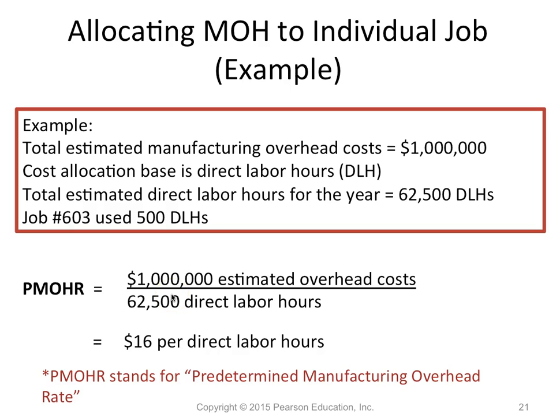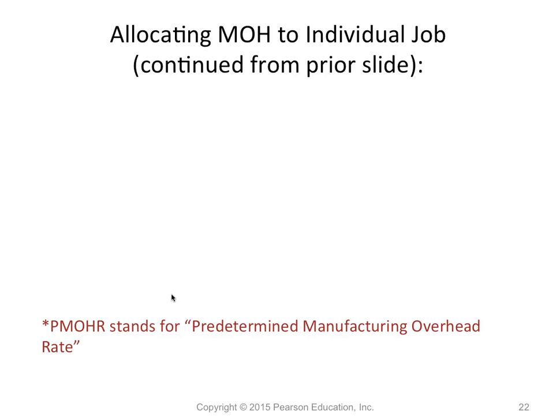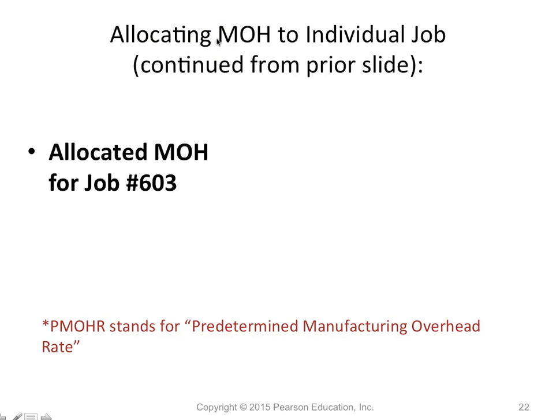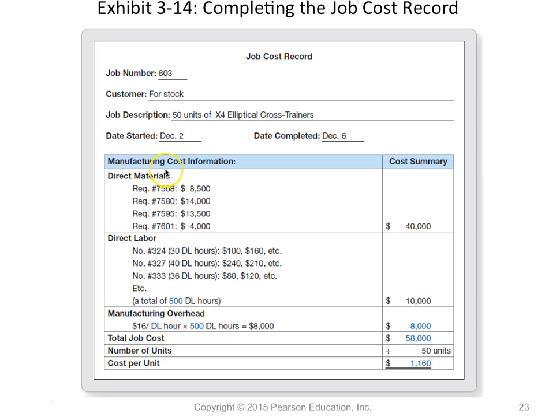So easy math. So here we're going to allocate the manufacturing overhead to the individual job. So again, PMOHR is the predetermined manufacturing overhead, and the amount allocated to job 603 will be 16 times 500, which equals $8,000. So $8,000 overhead will be allocated to job 603. So let's get back to this sheet.